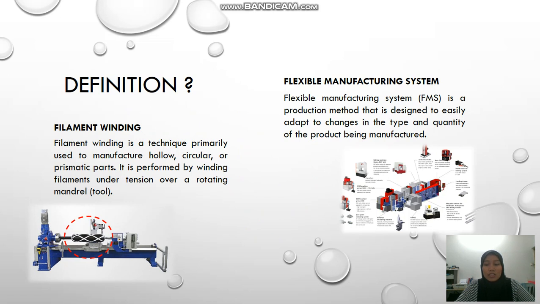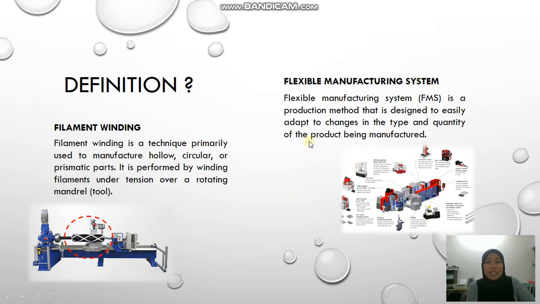These are two manufacturing processes that I will be presenting today. First is the filament winding. Filament winding is a technique primarily used to manufacture hollow, circular or prismatic parts. It is performed by winding filaments under tension over a rotating mandrel. As you can see here, this is the rotating mandrel.